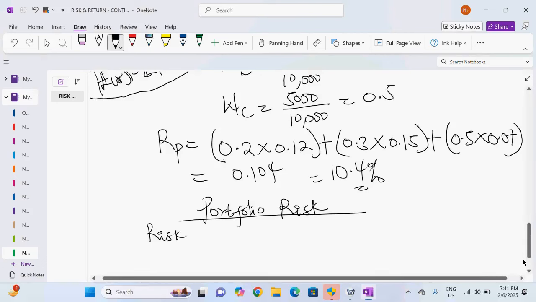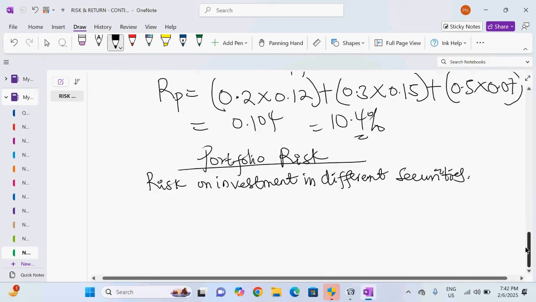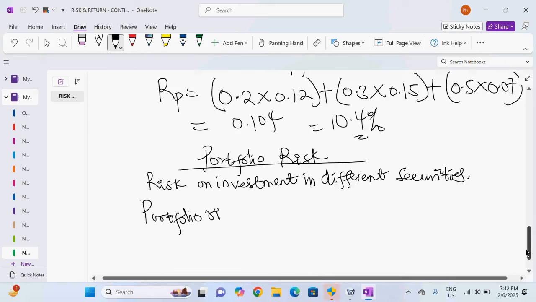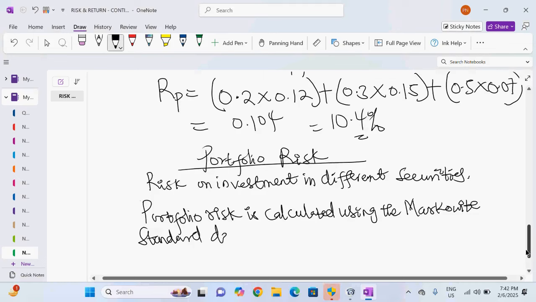Portfolio risk is basically the risk on investment in different securities. It is calculated using the Markowitz standard deviation, right?